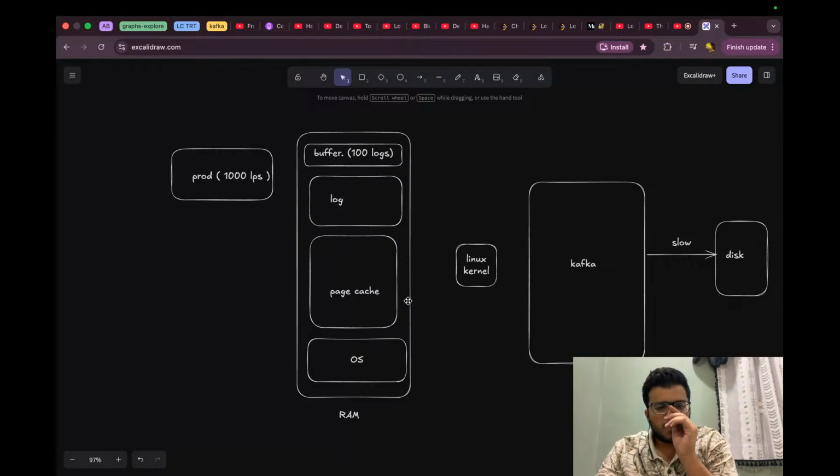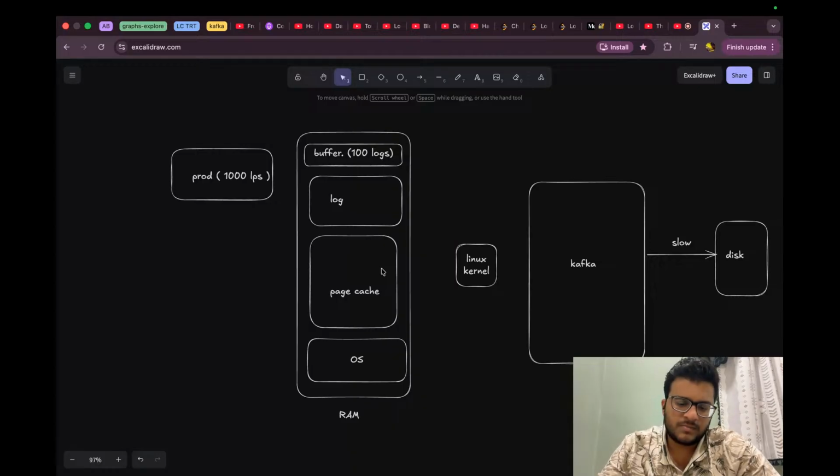After a point, this page cache space will be full, right? Because you cannot have unlimited RAM. RAM is very small compared to disk. Maybe here in the drawing RAM is bigger and the disk is small, but in the real world RAM is usually much smaller than disk. That's because RAM is very costly. You can think of it like maybe your MacBook or laptop has 32 GB RAM, and then your laptop is hell of costly.